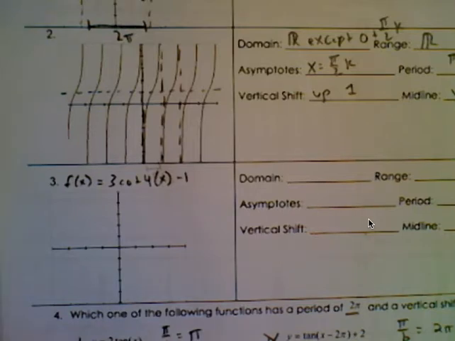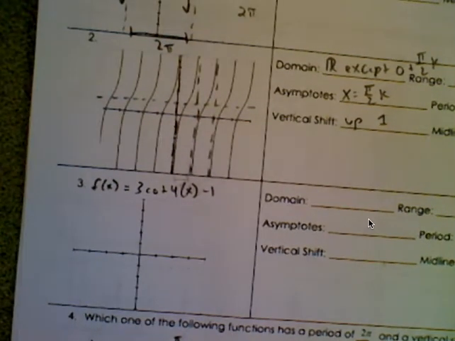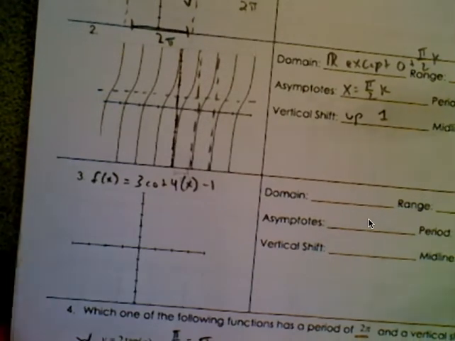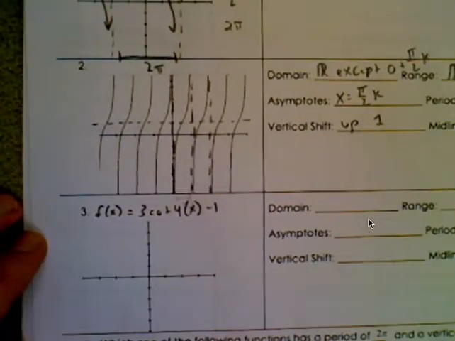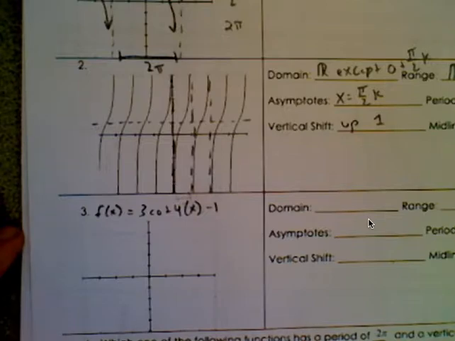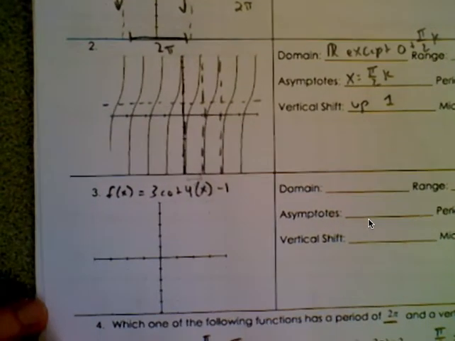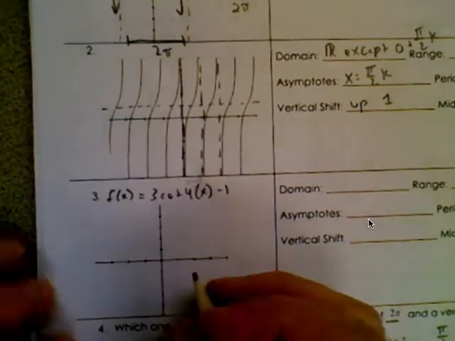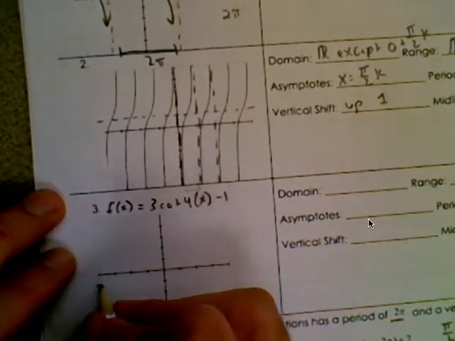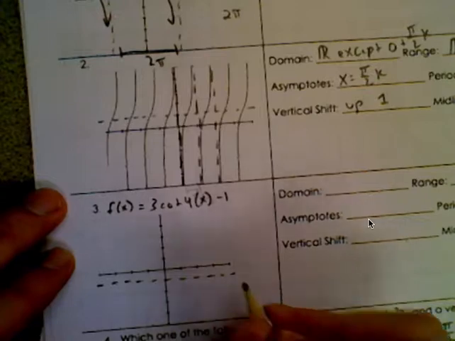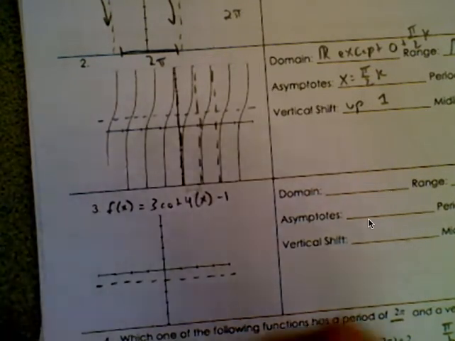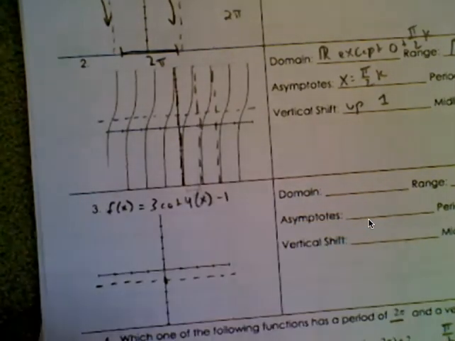I'm going to finish the rest of the tangent-cotangent practice. For number 3, I skipped it because I did not know what the equation was. It didn't print. So now that I have it, I can answer the question. I'm going to make a quick sketch of this graph. We know it has a vertical shift down 1. No horizontal shift, so it's going to start right here on the y-axis.